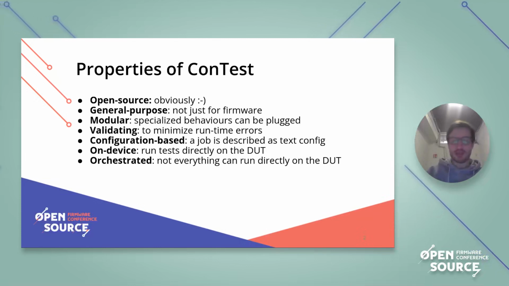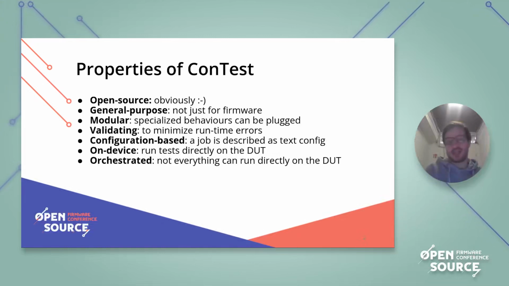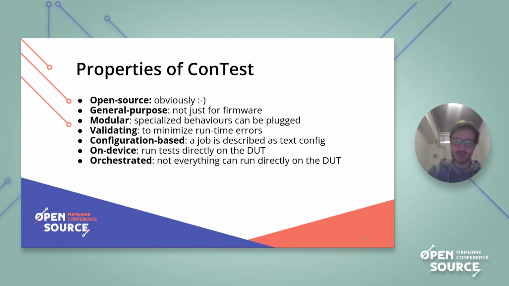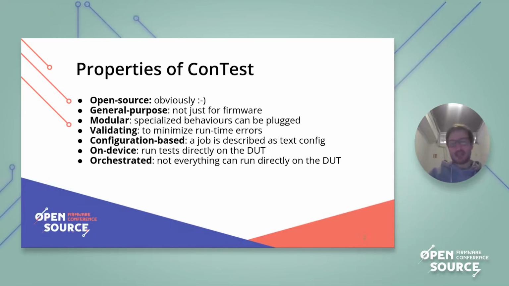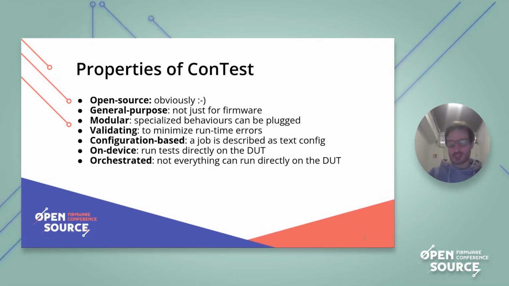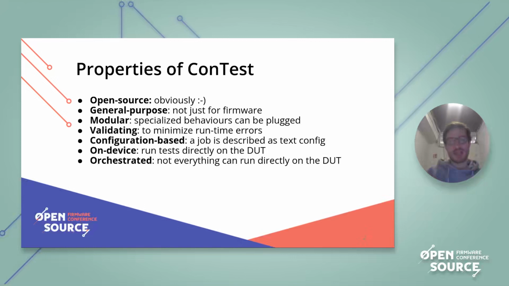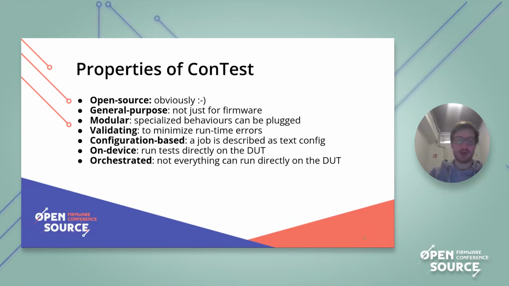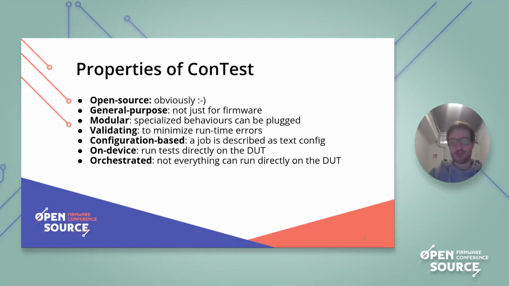It's modular, which is the pluggable logic we have there. Specialized behaviors can be plugged in with these plugins. How you can do that and at what points within the Contest infrastructure, I will give you an overview on the next slide. It's validating, so it tries to minimize runtime errors. For example, it checks all the job descriptions before they get executed, to minimize the risk of you running a test for an hour and then the next test step fails because it's malformed. So it gets validated before actually starting the job.